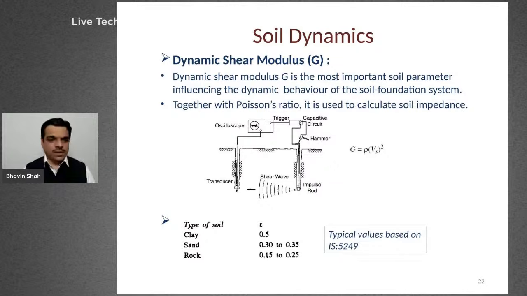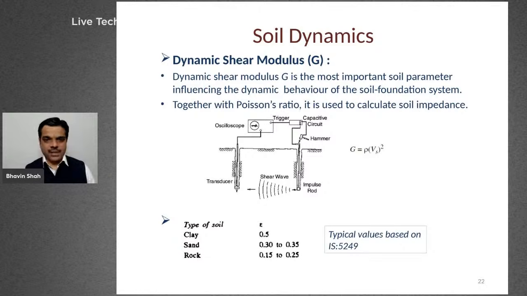Okay, so we have talked about equipment manufacturer data. We have talked about modeling. We have also talked about damping and the preliminary sizing, etc. Now let's talk a little bit about soil dynamics. So for deriving the dynamic properties of soil, the dynamic shear modulus G needs to be evaluated. Dynamic shear modulus G is the most important soil parameter which is influencing the dynamic behavior of the soil foundation system.